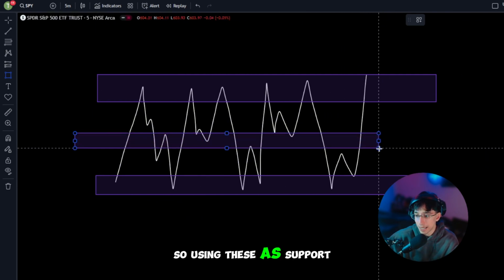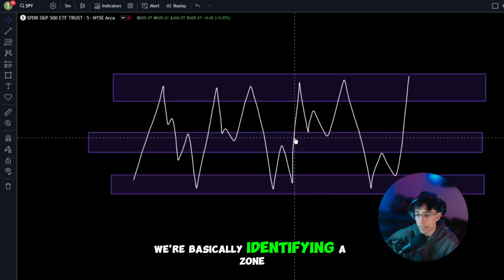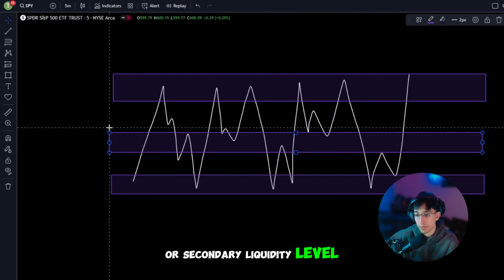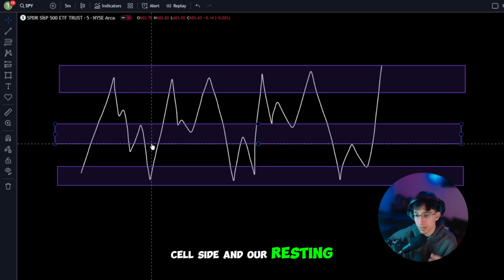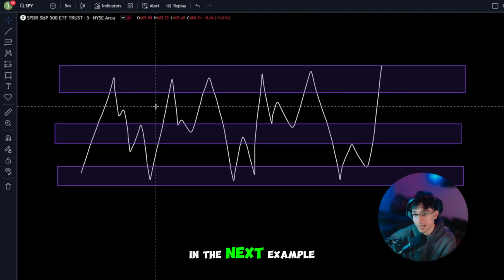So using these as support and resistance, we're basically identifying a zone in the middle that's acting as a middle or secondary liquidity level. I know I went pretty fast on identifying our buy side, sell side, and our resting liquidity, but I'm going to show you guys how to identify that properly in the next example.